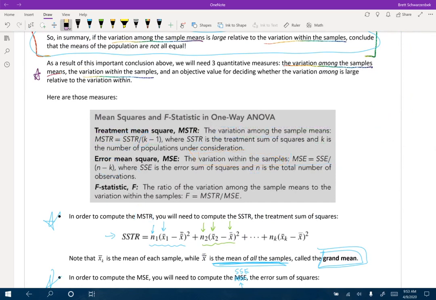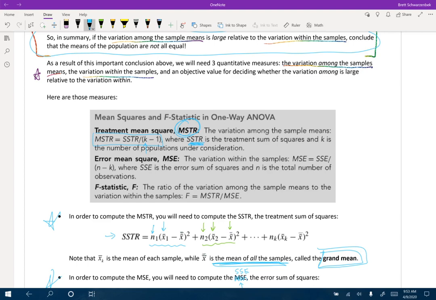Alright, so what was the goal here? In order to calculate MSTR, we have to use this formula. Note, we already know what K is. It's 4, the number of populations. So if we could calculate SSTR, then we're going to know MSTR.